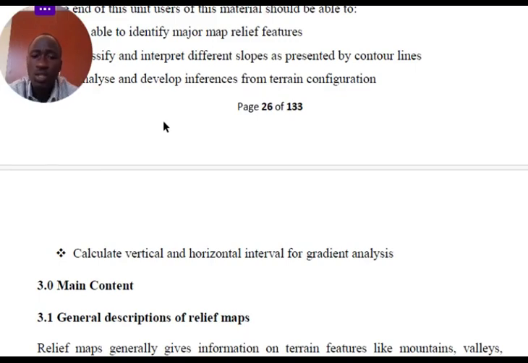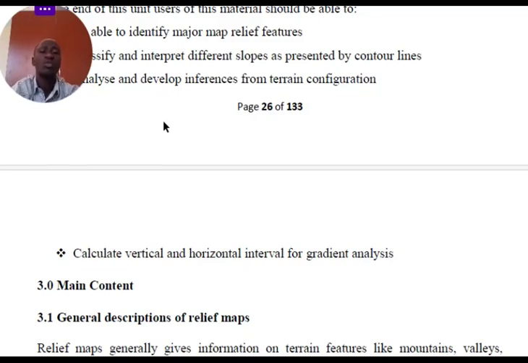And then we look at what we call the vertical interval and the horizontal equivalent or horizontal interval for the gradient analysis. When you talk about vertical interval, here we tend to be looking at the difference between two successive contours or between two neighboring contours. For instance, you may have an area that consists of very many contours, but the difference from one contour to the next contour, that's what we call the vertical interval.